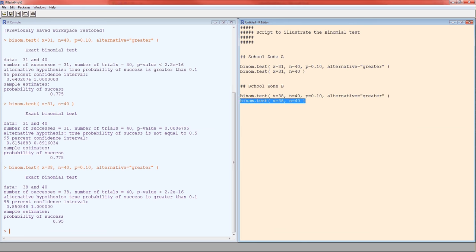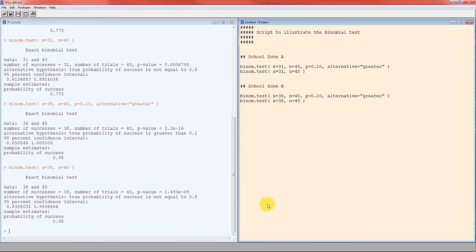This second will give us the symmetric confidence interval. We're 95% confident that the true proportion of drivers in school zone B that violate the law is between 83.1% and 99.4%, with our point estimate being 95%. And we can do that for school zone B, C and D as well.